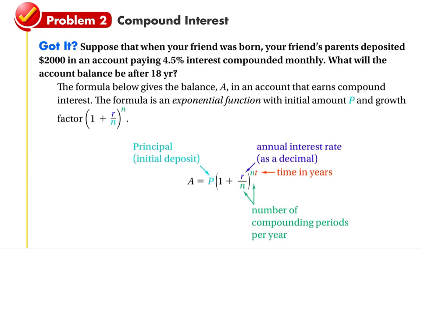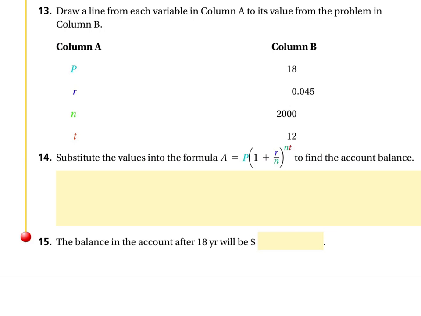Here's a story problem that we're going to use to solve an example of compound interest. Take a moment, read through this, and then go on to the next slide. And what is our principal? Well, our principal is the initial amount they put in. So our principal is the $2,000. Our rate is the annual interest, where as a decimal, their annual interest was 4.5%, but as a decimal, that is 0.045. N is the number of compounding periods per year. So the number of times it's compounded per year is 12 because it's compounded monthly. And our time is 18 years.